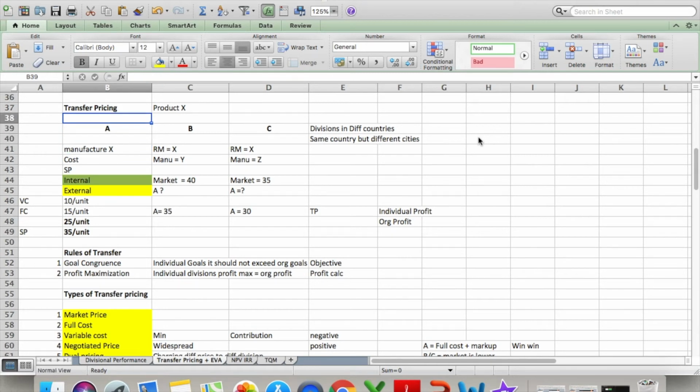That is where transfer pricing comes into place. Now, before we move on to the calculative part of transfer pricing, what we're going to see is the two major rules on which transfer pricing is based.